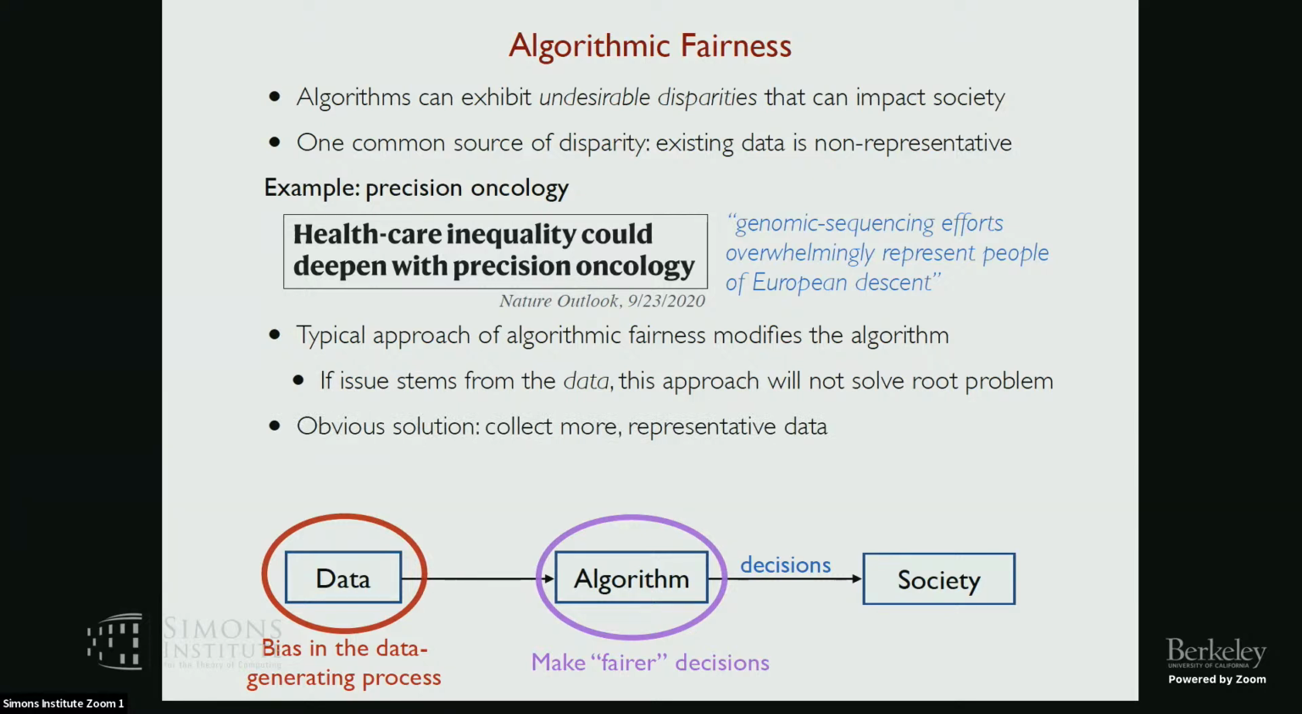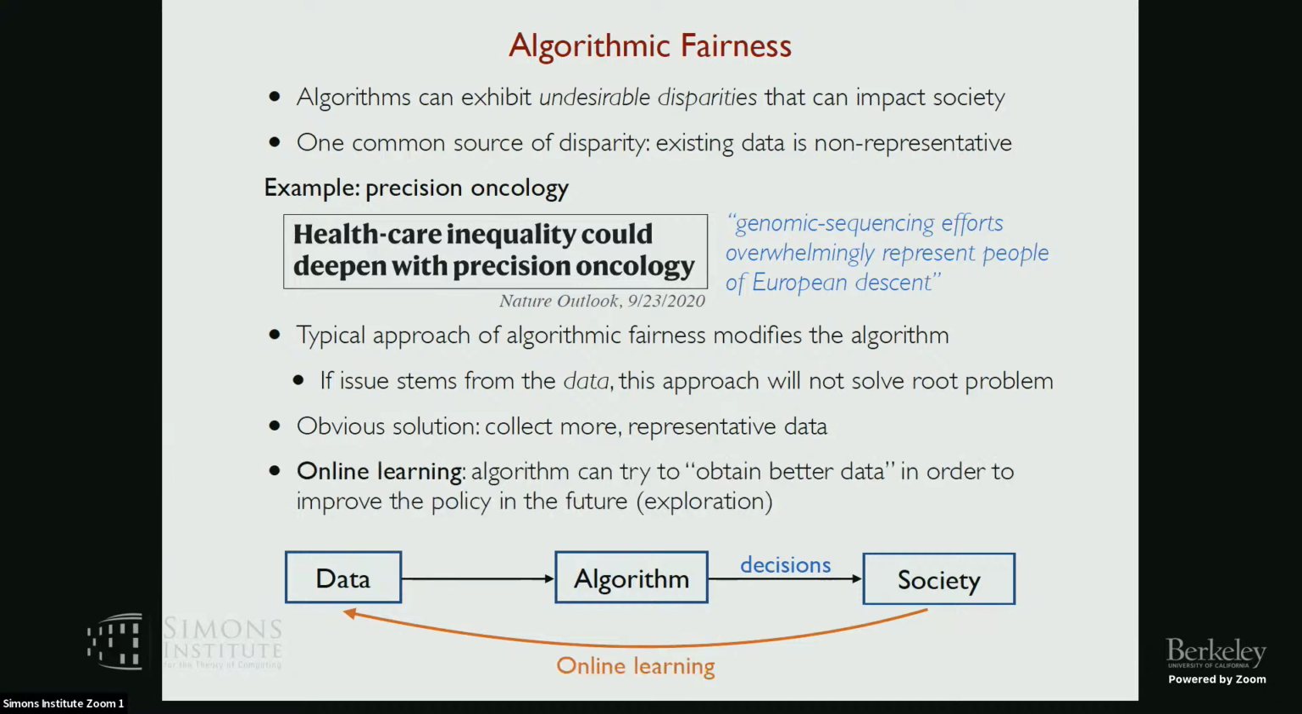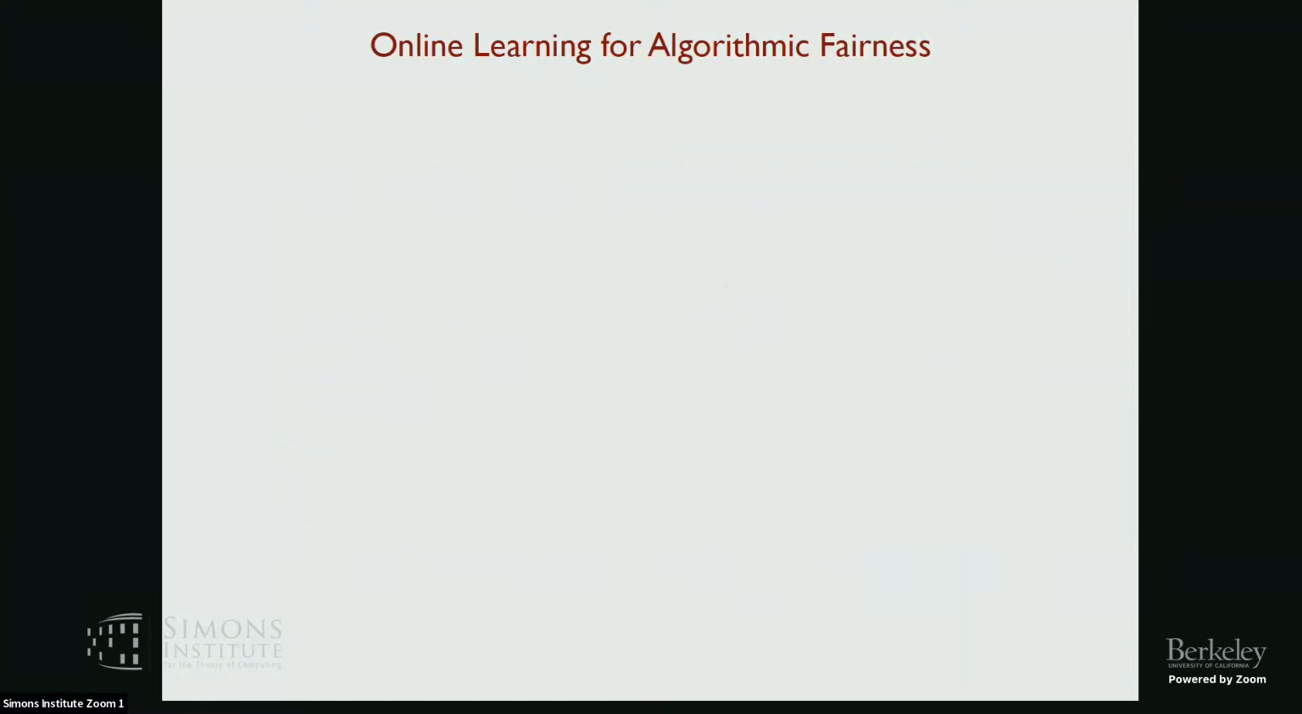Of course, this is not an easy thing to do, but I claim that one natural way to collect more data is to simply continue collecting data after we've deployed the algorithm and continuously update our algorithm. In the machine learning space, this idea of continuing to collect data and updating our algorithm is the idea of using online learning. In online learning, the algorithm can try to obtain better data in order to improve the policy in the future. By obtaining better data, we essentially mean trying all different actions so that we have enough data and better estimates of all possibilities for our learning task at hand. So what I'm saying is that simply using online learning is a reasonable solution for some algorithmic fairness problems.